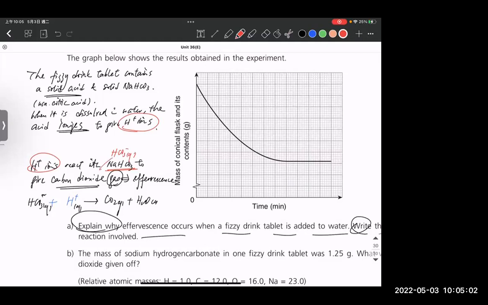Now both are okay. Do you understand? So go back to Hayes' answer. He indeed mentioned what is happening during the observation, but my explanation should start from the very beginning. What is the chemical content found inside the fizzy tablet, and then tell me what happens when I add into water.